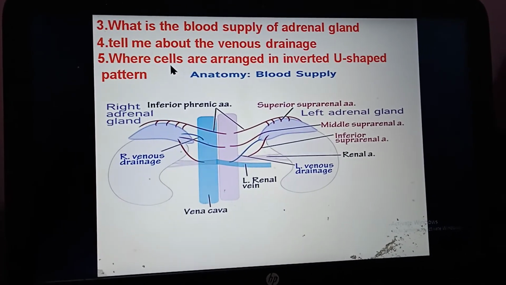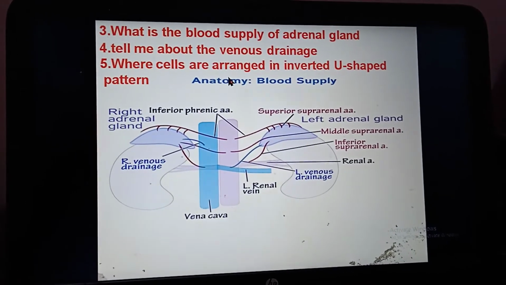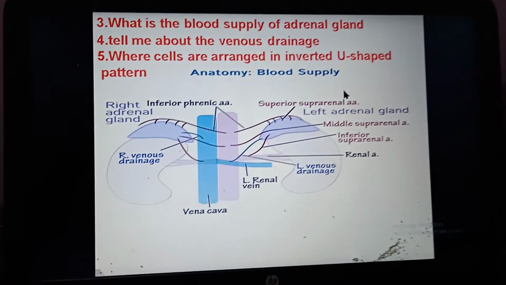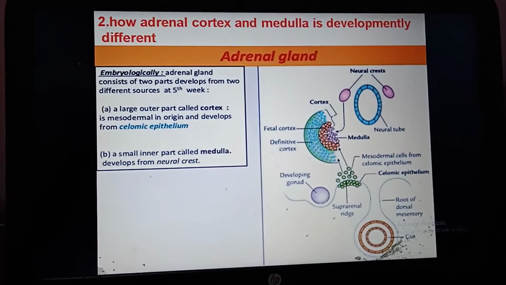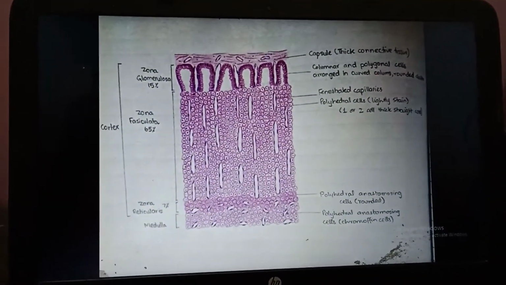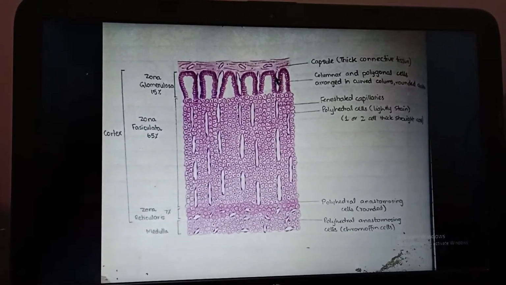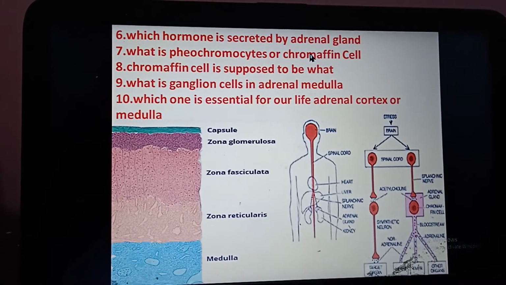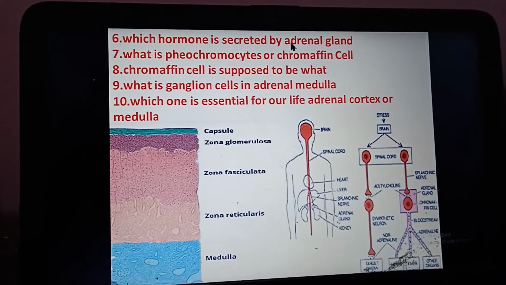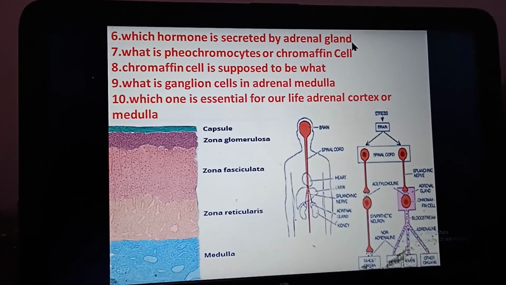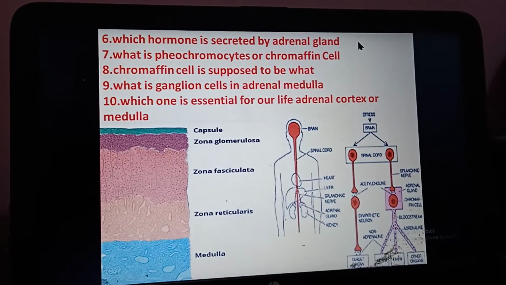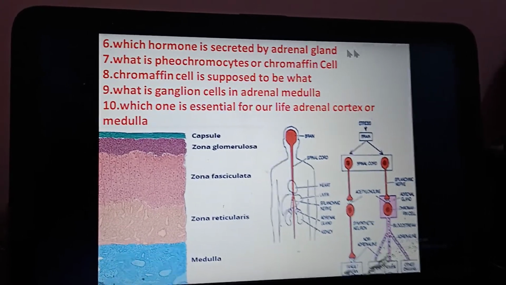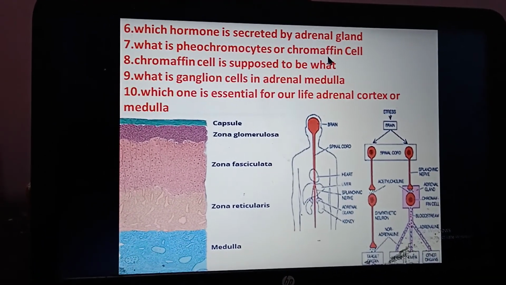Where are cells arranged in an inverted U-shaped pattern? In the zona glomerulosa. Here, the inverted U-shaped pattern. After that, which hormone is secreted by the adrenal gland? It is by the glomerulosa. We have already read that zona glomerulosa secretes mineralocorticoids, then zona fasciculata secretes glucocorticoids, and zona reticularis secretes sex hormone. What is pheochromocyte or chromaffin cell?